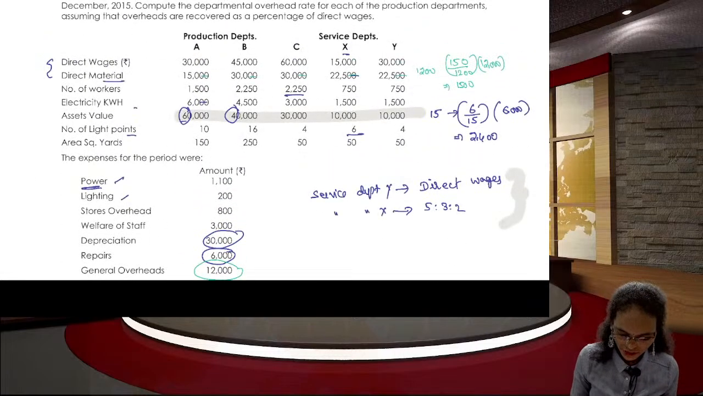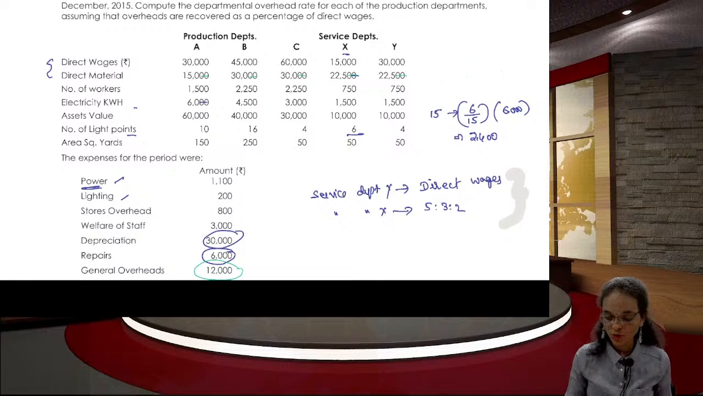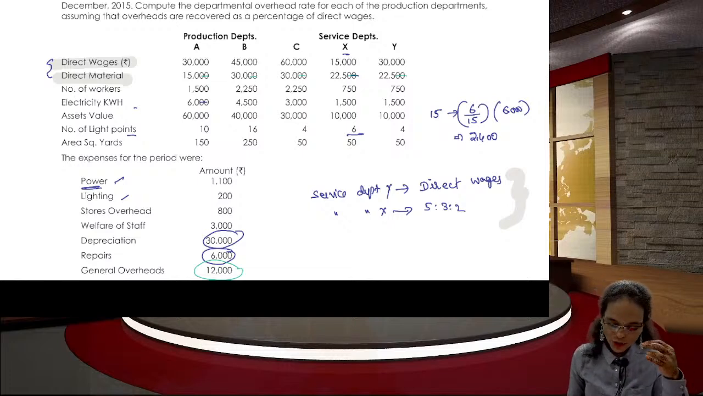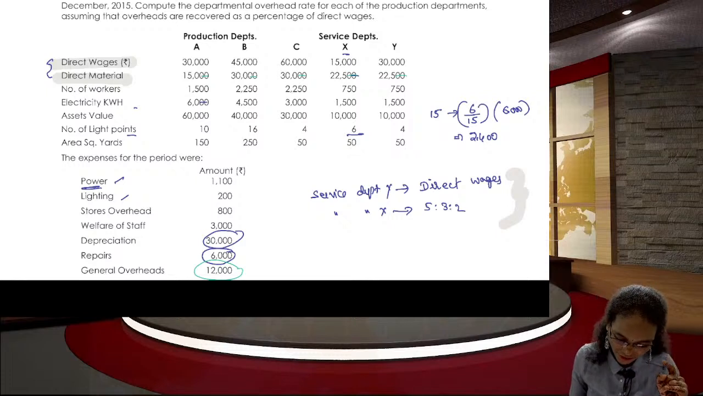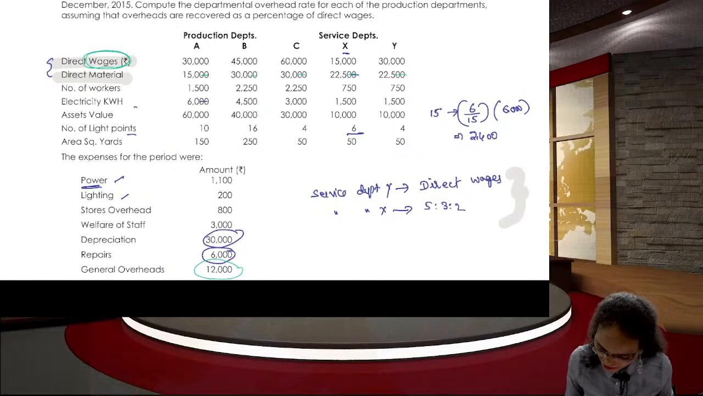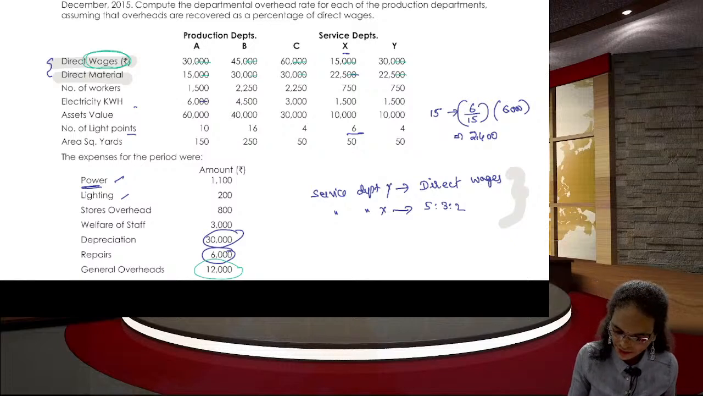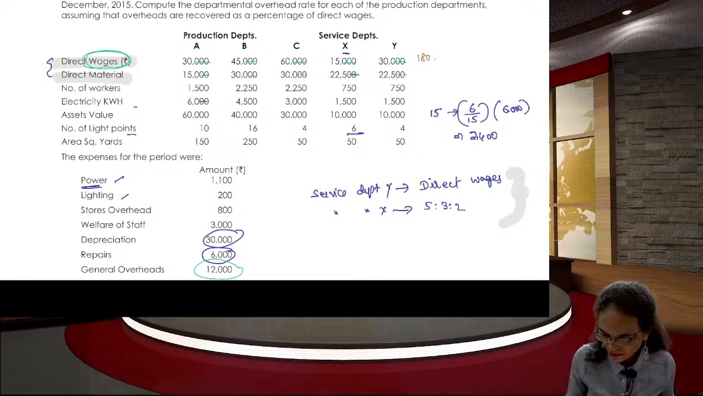Oh, sorry guys. See, actually I took material. See, in the examination also, there is a possibility that you will go wrong. Here he has given wages first, material next. Actually we have a habit, first material, then labor, so we go in that assumption, but be careful in the examination while reading the question. Wages is given first. So here you are able to see 3 zeros each. 30 plus 45 plus 60 plus 15 plus 30, that is 180.